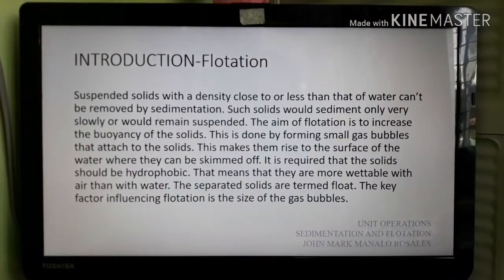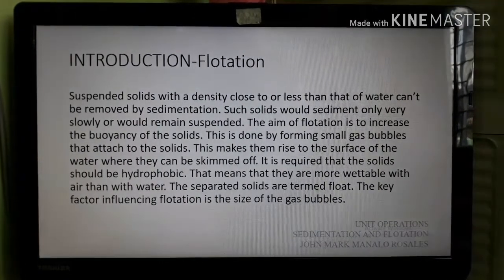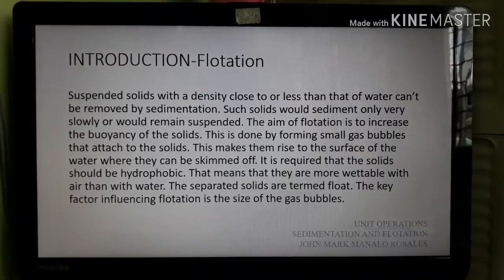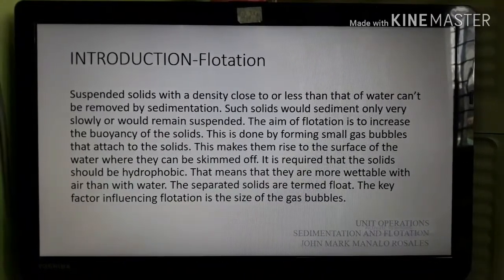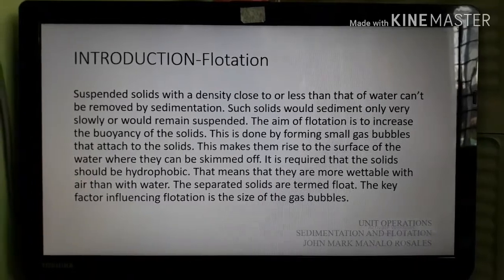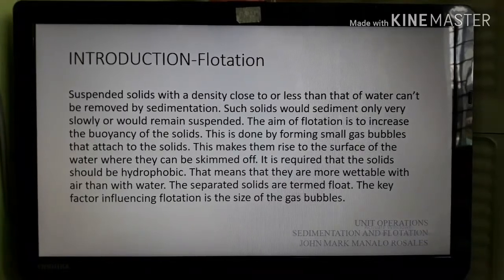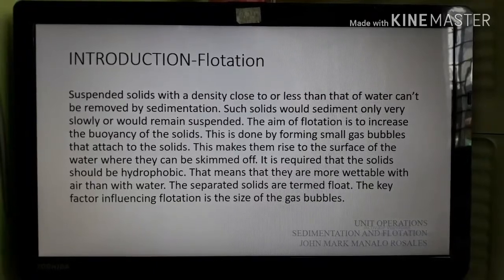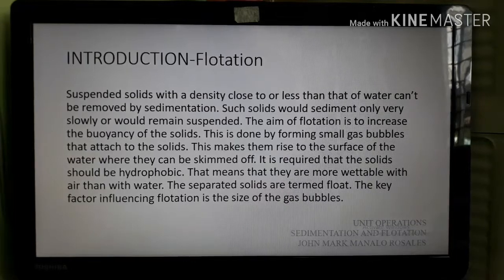And now, we will proceed with flotation. Why do you think flotation is used? Well, suspended solids with a density close to or less than that of water can't be removed by sedimentation. Such solids would sediment only very slowly or would remain suspended. The aim of flotation is to increase the buoyancy of the solids. Archimedes' principle of buoyancy states that an object fully or partially submerged in water would be buoyed up by a force equal to its weight.